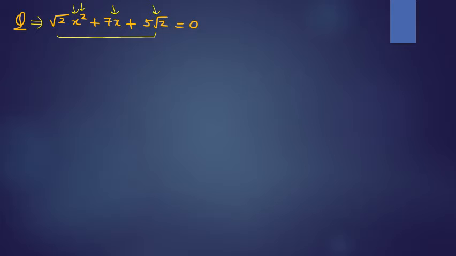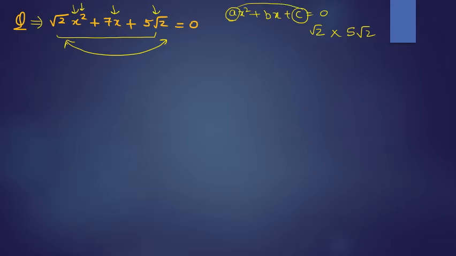Now second step is multiply the coefficient of x square and the constant term. So you have root 2 as the coefficient of x square and 5 root 2 as your constant term, because this is what you are having in terms of standard quadratic equation. You have to multiply these two. So what you will get? 5 root 2 times root 2 will be 2. So 5 times 2 is 10. Now this is your second step.